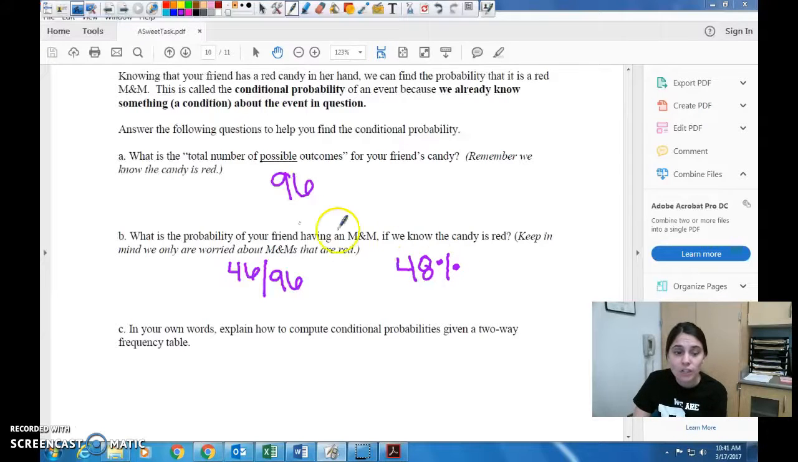So in your own words, explain how to compute conditional probabilities given a two-way frequency table. So this is a conditional probability. So go ahead and in your own words, describe how we computed that in the space right here. And you can go ahead and pause the video if you need a second to do that and then hit play.